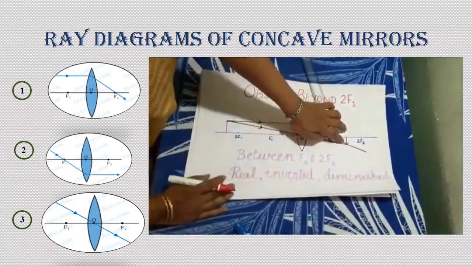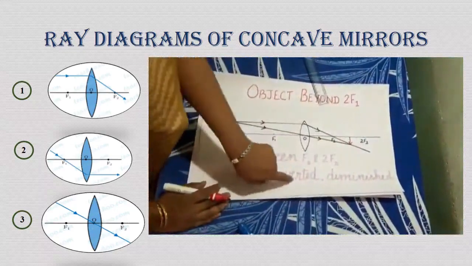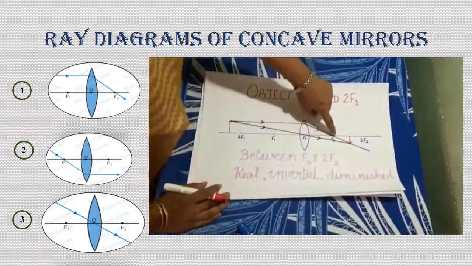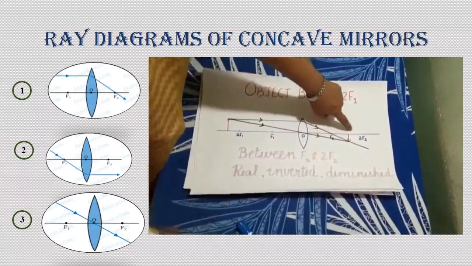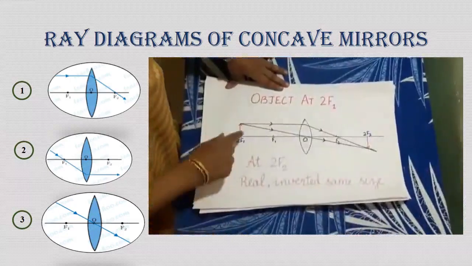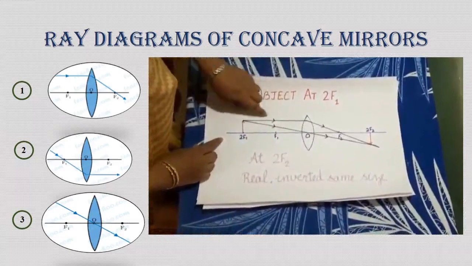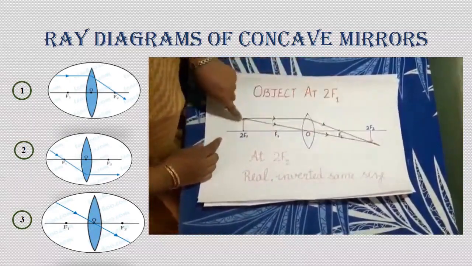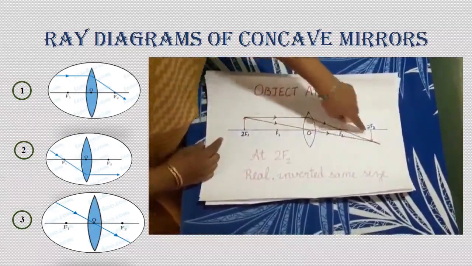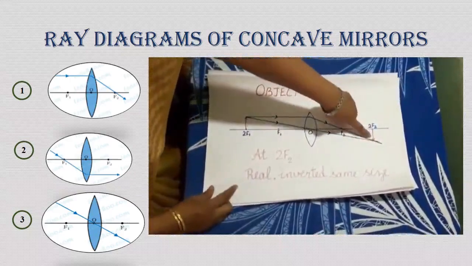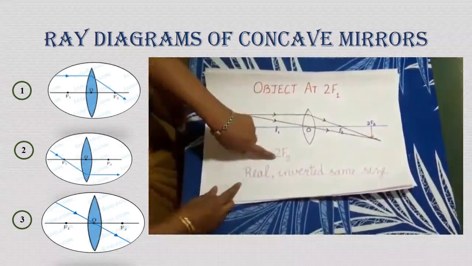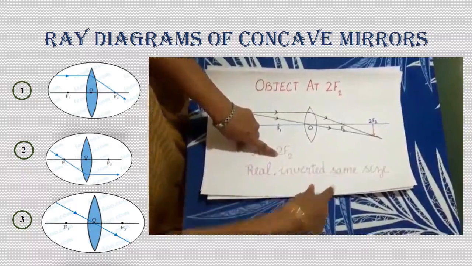So how is it? It is diminished. So it's real, inverted, diminished, and it is formed between F2 and 2F2. Here you have the object at 2F1. The same two rules. The first rule, third rule, ray parallel passing through the focus, the ray passing through the optic center goes undeviated. You can just see the image is formed at 2F2. It is real, inverted, same size.